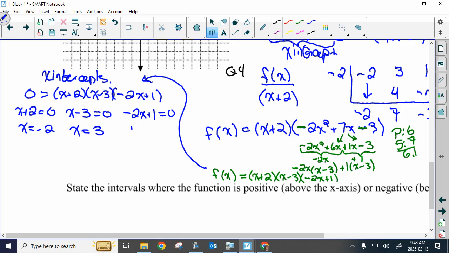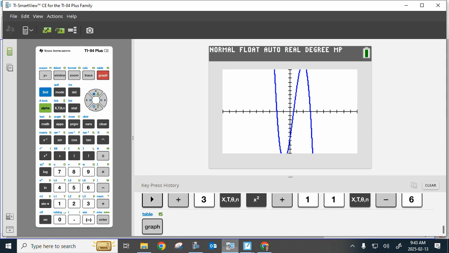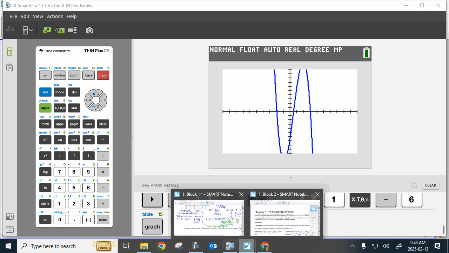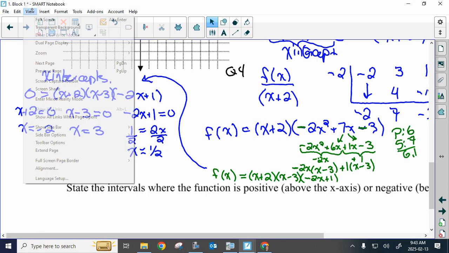I'm just going to move the 2x to the other side, making it positive, and then I'll divide by 2, and then x equals 1/2. And I'm just going to take a look at the graph. Does it look like x equals 1/2, positive 3, and negative 2? But your algebra has to justify all of that.